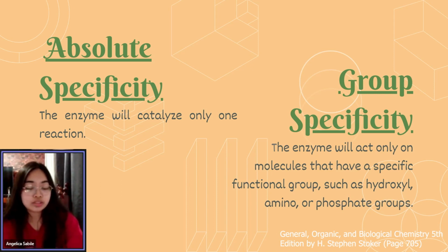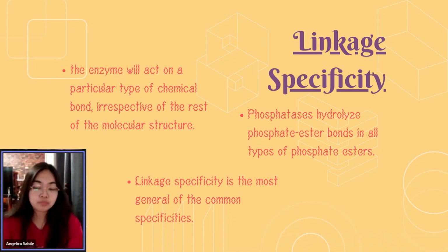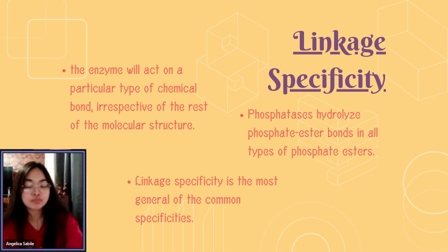The third one, linkage specificity. The enzyme will act on a particular type of chemical bond, irrespective of the rest of the molecular structure. Phosphatases hydrolyze phosphate ester bonds in all types of phosphate esters. Linkage specificity is the most general of common specificities.